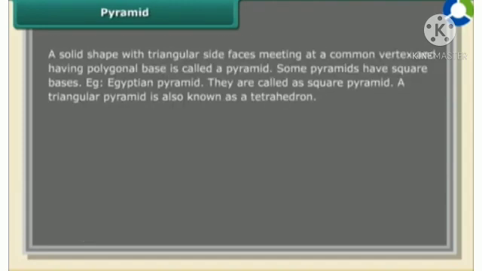Pyramid. A solid shape with triangular side faces meeting at a common vertex and having a polygonal base is called a pyramid. Some pyramids have square bases. Example, Egyptian pyramid. They are called square pyramids. A triangular pyramid is also known as a tetrahedron.